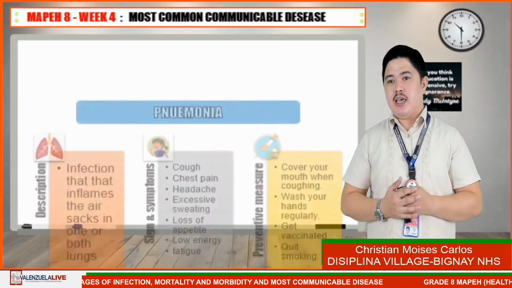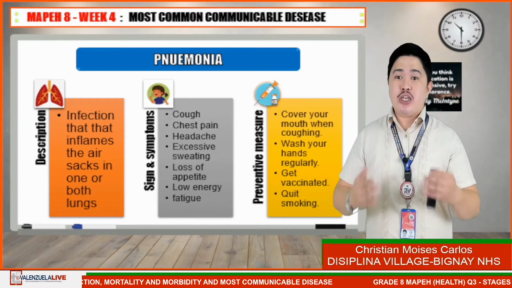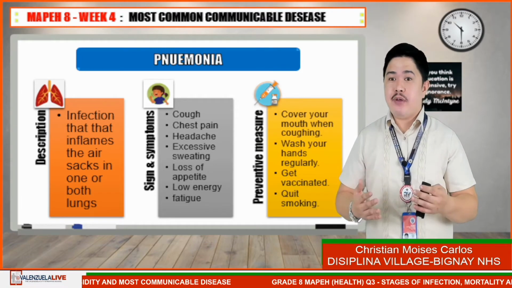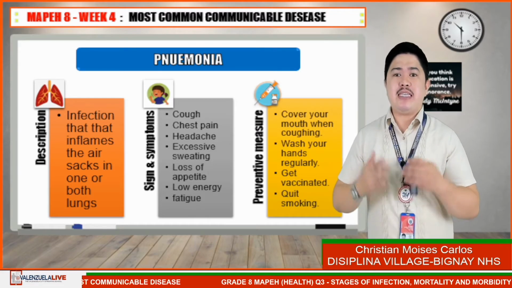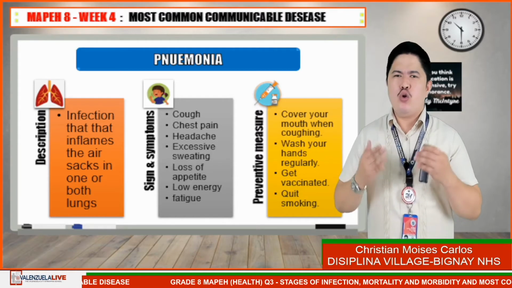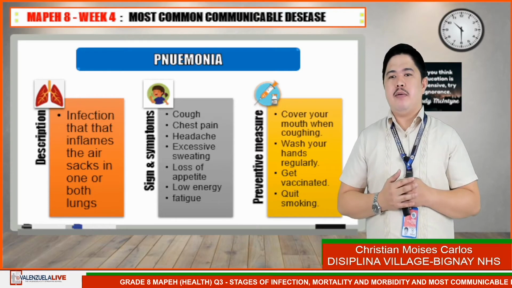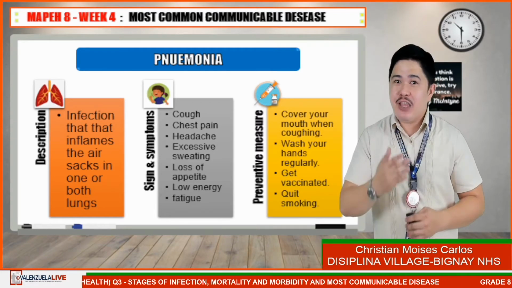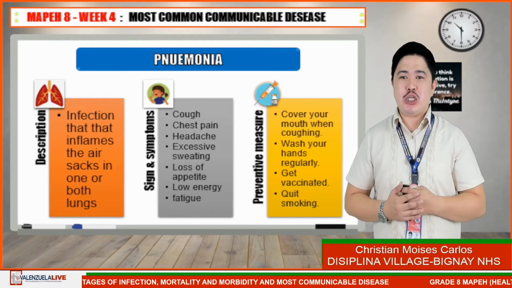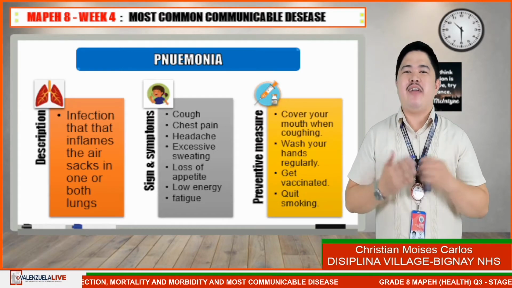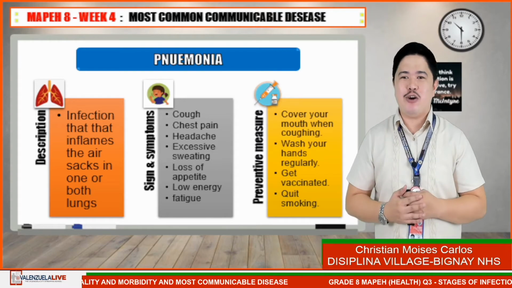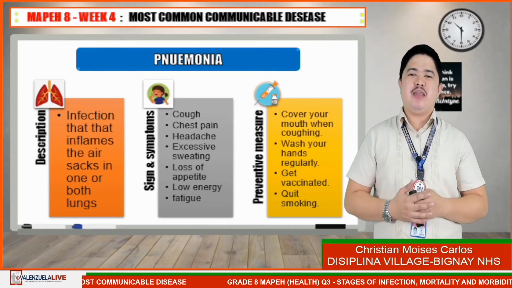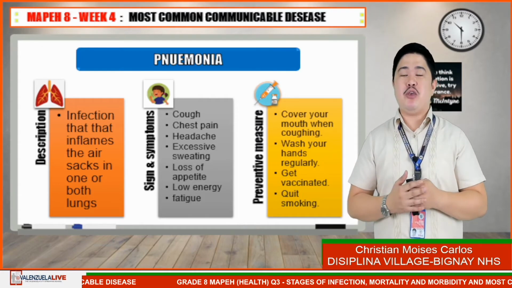Next disease is pneumonia. The description of this disease is an infection that inflames the air sacs in one or both lungs. Signs and symptoms: cough, chest pain, headache, excessive sweating, loss of appetite, low energy, and fatigue. Preventive measures: when coughing and sneezing, cover your mouth and nose with tissue or hanky to catch the germs and throw the used tissue in a bin or toilet. Wash your hands regularly to avoid transmitting germs to other objects by contact. Have yourself vaccinated to be protected against pneumococcal infections. Avoid smoking. Smoking damages the lungs.